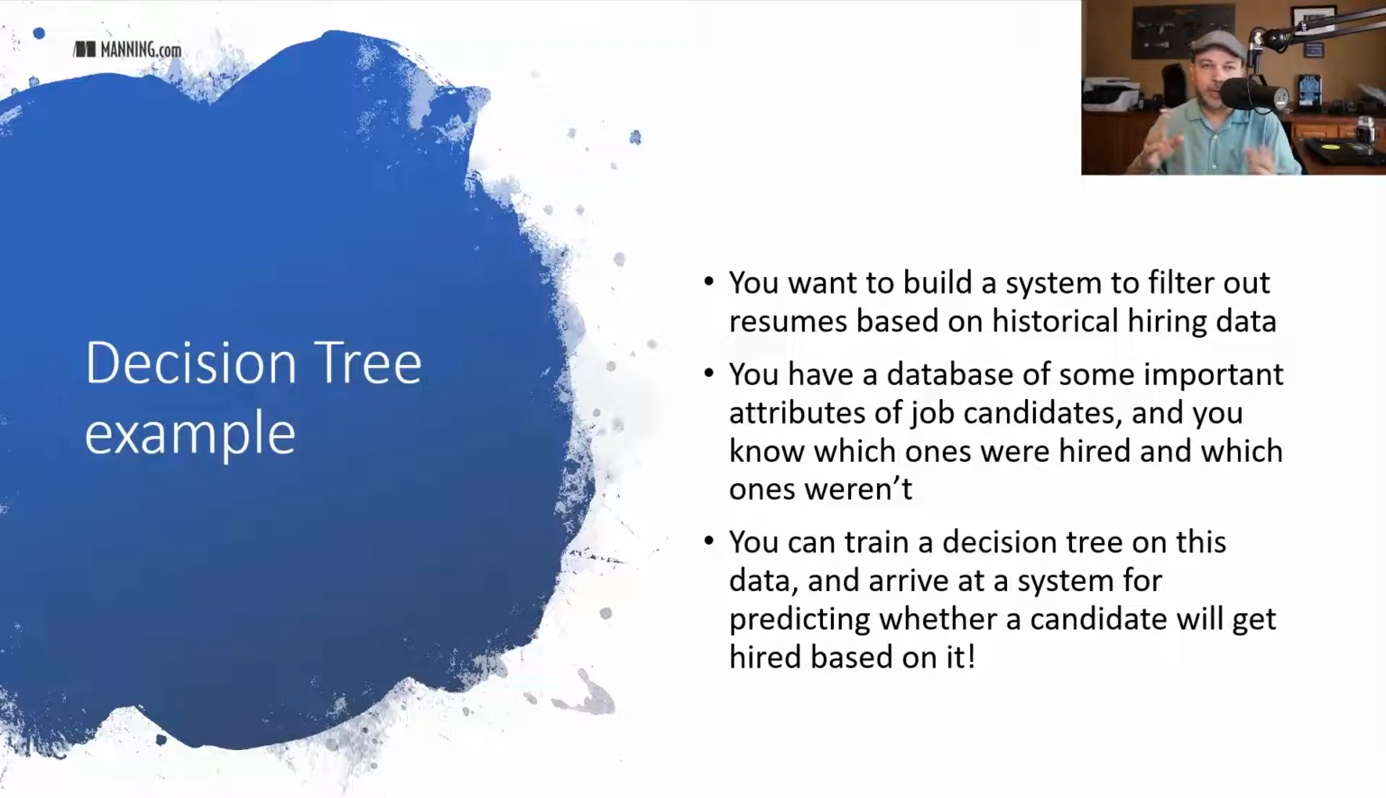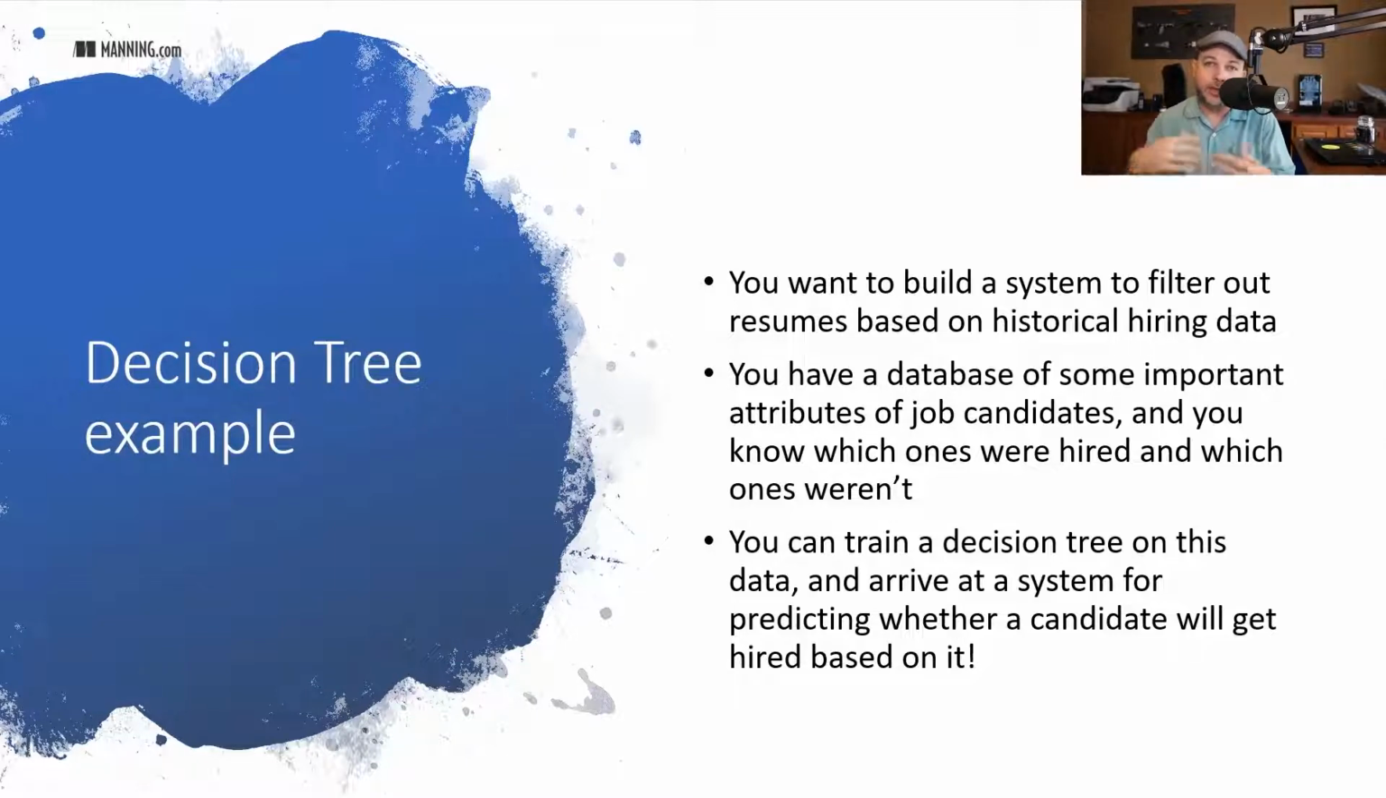I don't want to get into the ethics of machine learning, but you can get into situations where you're baking in the biases of humans into your training data, and you just end up training your algorithm to have those same biases, which is bad, but I'm not going to go there right now. Let's just imagine, though, that we have a database of some important attributes of job candidates, and we know ahead of time which ones were hired and which ones weren't, or maybe even better, which ones actually lasted and ended up being successful at your company.